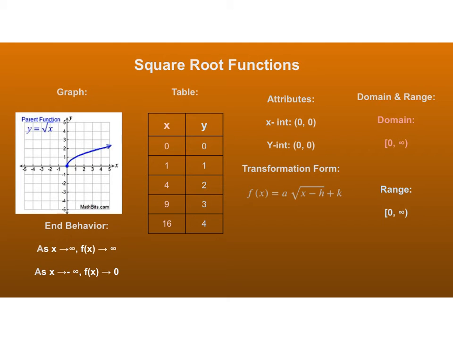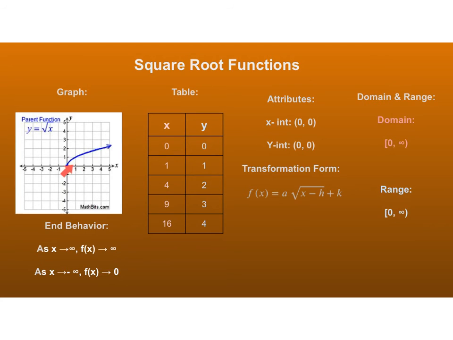Now we have a square root function. This one looks a little bit different. Because we're taking the square root, we actually cannot take the square root of a negative number. So this graph does not come over here into the negative territory. When we take the square root, it's always a positive number. So the square root of 0 is 0, square root of 1 is 1, etc.